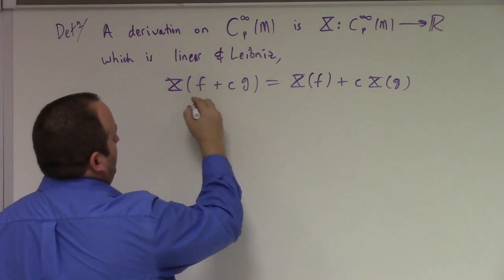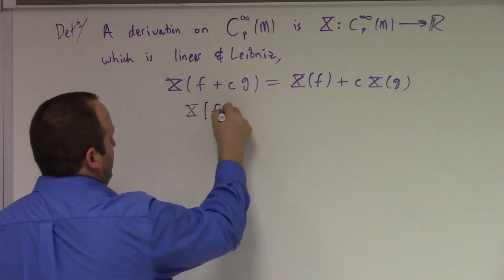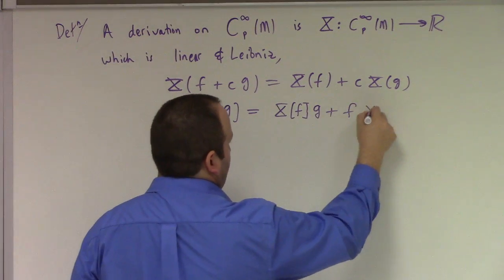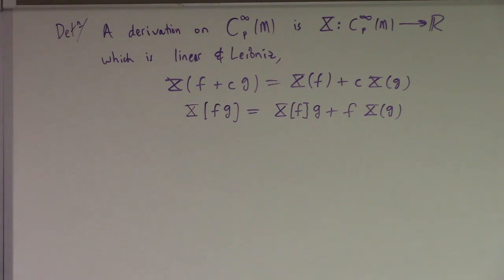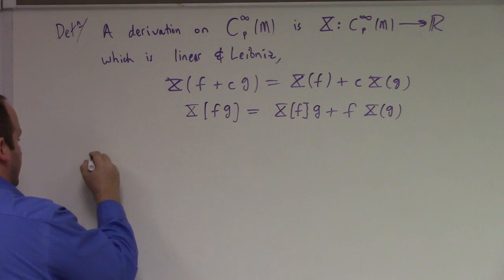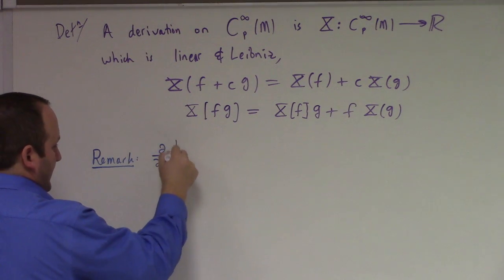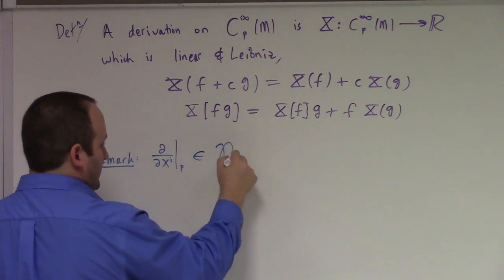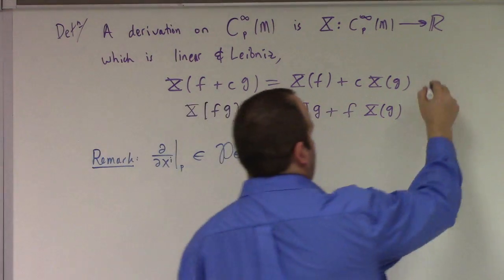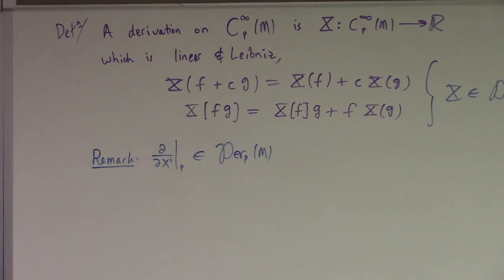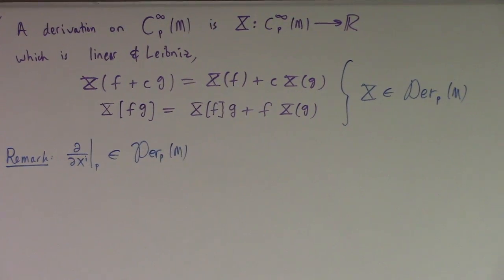Now, and also Leibniz. So that means that if we take the product of f and g, then that's actually going to give me x of f times g plus f times x of g. So that's the Leibniz property, or basically it's a product rule, right? And so basically the proposition is simply this. I mean, there's an obvious remark, I guess, like proposition, remark, I don't know what you want to call it. Partial xi at the point P is an element of the derivations at P on M. Oh, so let's just say that such an x is an element of the derivations at P of M. Just to give a name to the set of all derivations.